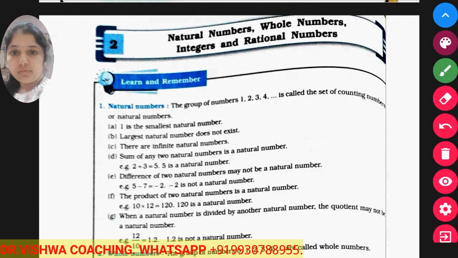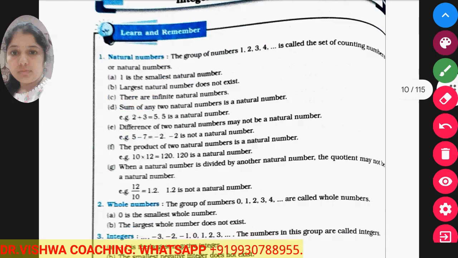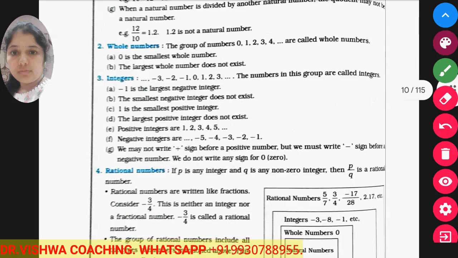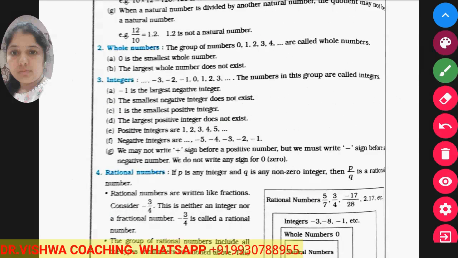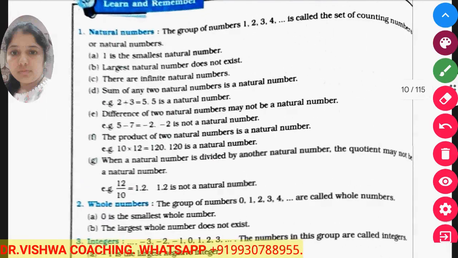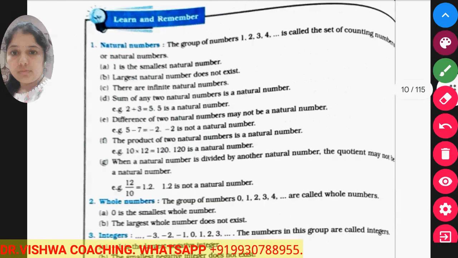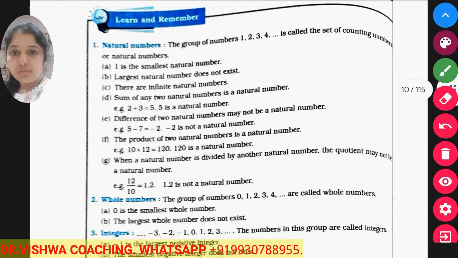Okay, so non-zero integers can form a rational number, and it is written in the form of fractions. So whatever operations you were doing on the fractions, the same way you can do the operations on rational numbers. Sorry, fractions, not factors. Okay.